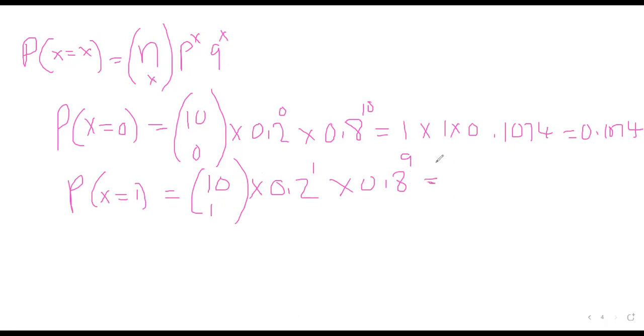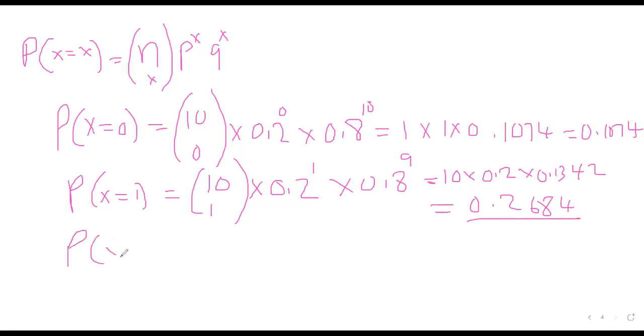So n number combination 1 is that number itself. Remember, 10 combination 1 is 10. 0.2 to the power 1 is 0.2. Then 0.8 to the power 9, you can compute that one. It's 0.1342. Then multiply them together. Times that, we're going to get 0.2684. Right. It must properly fit in.